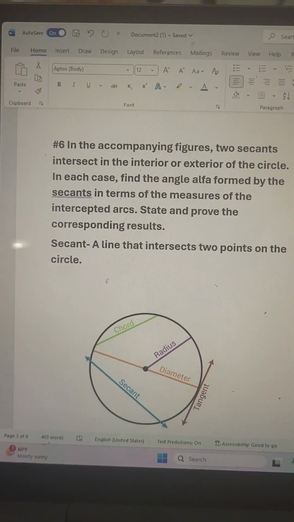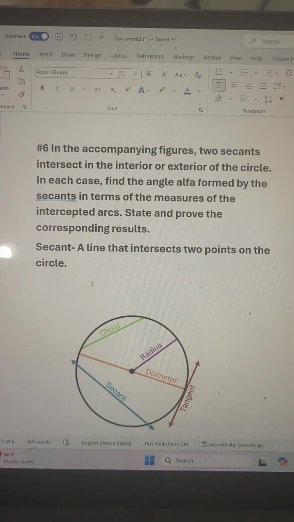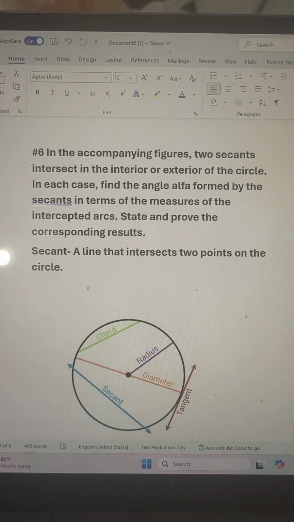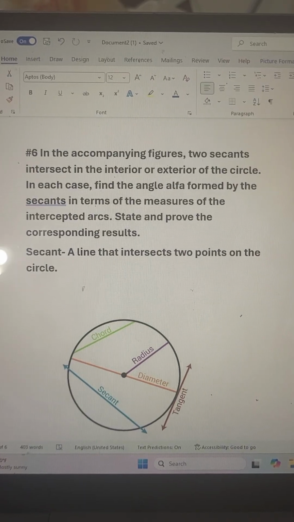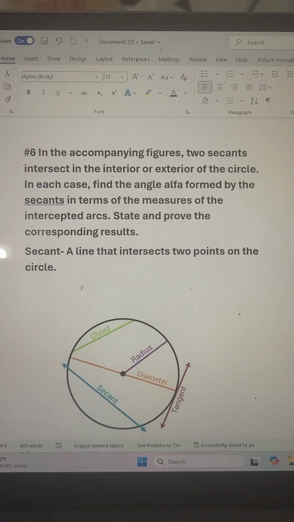Everyone, today I'm going to talk about question number 6. Question number 6 states, in the accompanying figures, two secants intersect in the interior or exterior of the circle. In each case, find the angle alpha formed by the secants in terms of measures of the intercepted arcs. State and prove the corresponding results.